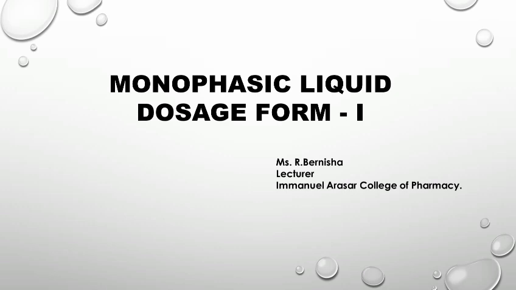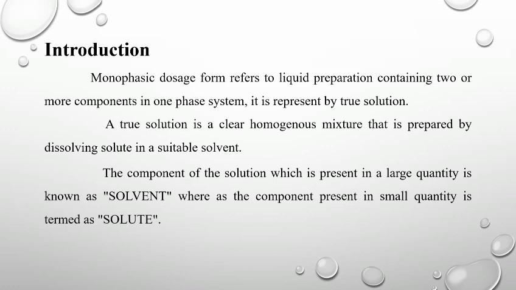Today we are going to discuss an important topic from pharmaceutics, that is monophasic liquid dosage form. Monophasic liquid dosage forms are liquid preparations which contain two or more components present in a one-phase system. The one-phase system is represented by a true solution, which is a homogeneous mixture prepared by dissolving a solute in a suitable solvent. The component present in a solution in a large quantity is known as the solvent, whereas the component present in a small quantity is known as the solute.